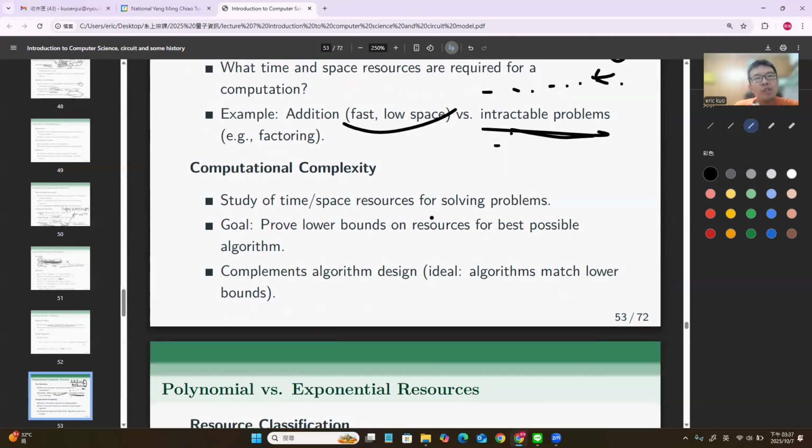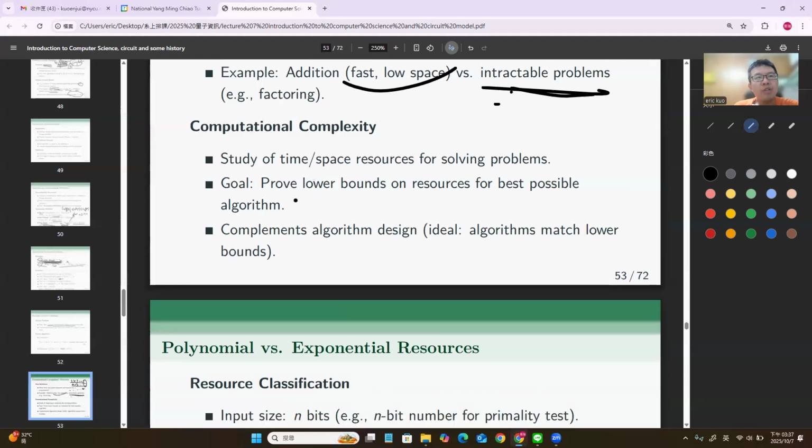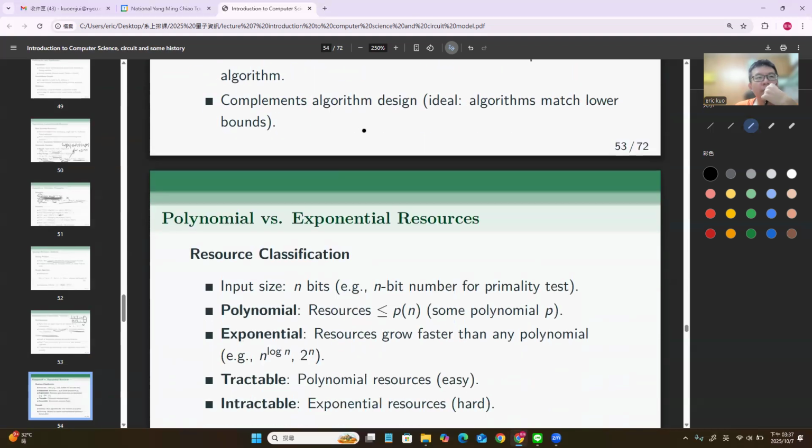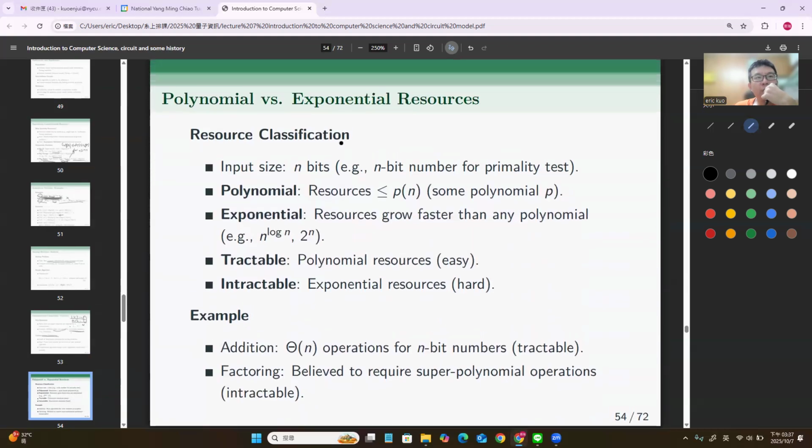So we will study these complexity problems and prove lower bounds. These are the goals of computational complexity. I will have another PowerPoint for it. We will always force the input size to be n bits, for example, an n-bit number for primality testing. And polynomial time basically means that the resource is less than p of n for some polynomial.